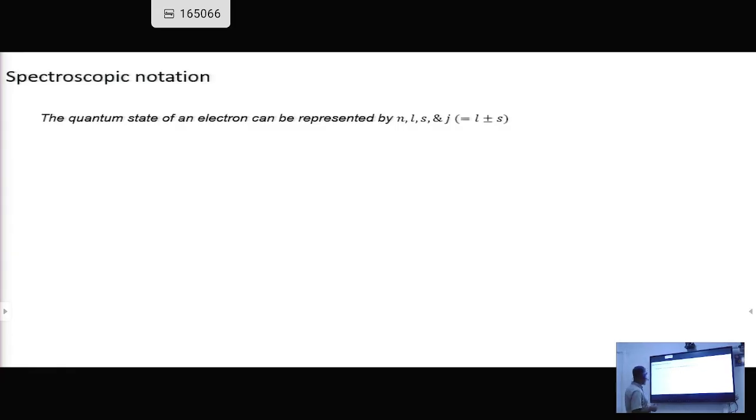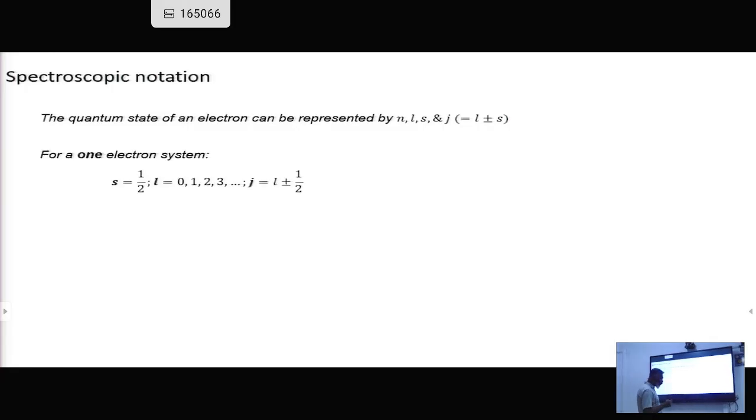That we already know. We represent the principal quantum number n, the angular quantum number l, and the spin s, which is the intrinsic angular quantum number. Then we use J, which is the total angular quantum number. J contains both l and s. So that also you will see later.